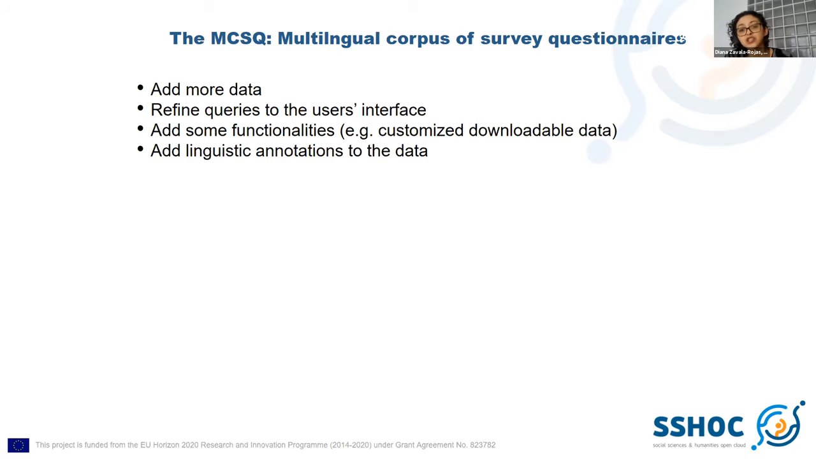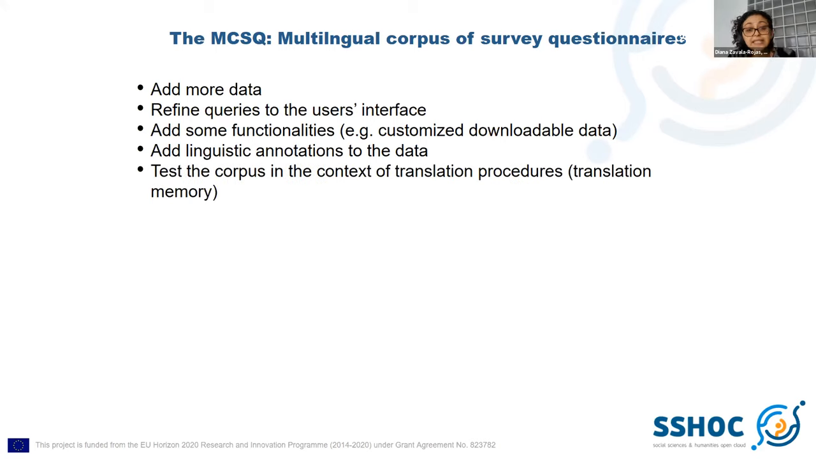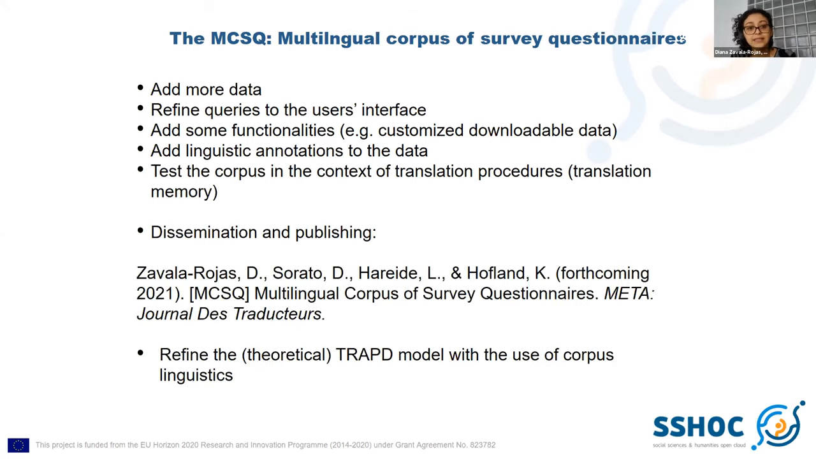Add linguistic annotations to the data. That would allow us to comply with Clarin standards for preserving this database permanently in one of the repositories. Test the corpus in the context of translation procedures as a translation memory. This is also happening during the SHOC in some other task. And dissemination and publishing. We're starting to present this project in specific conferences and events like this.